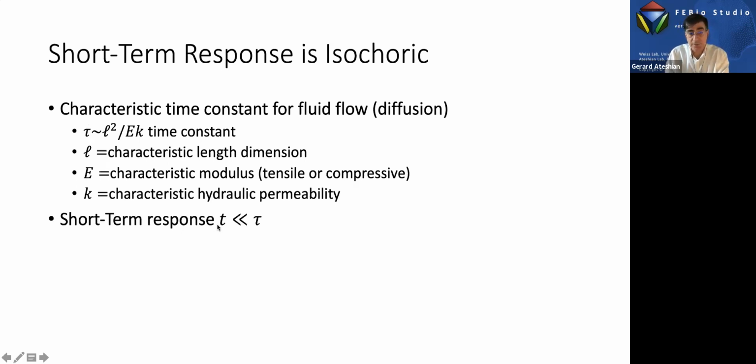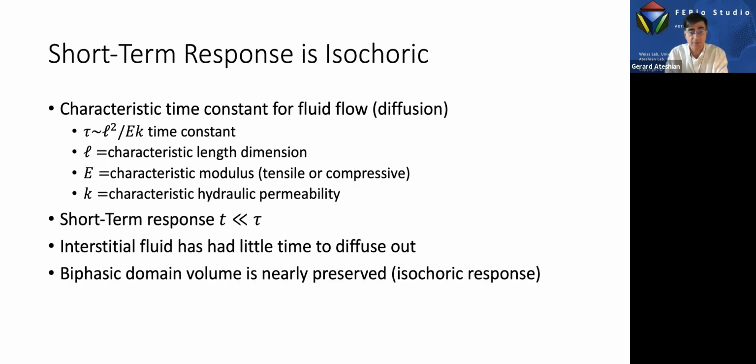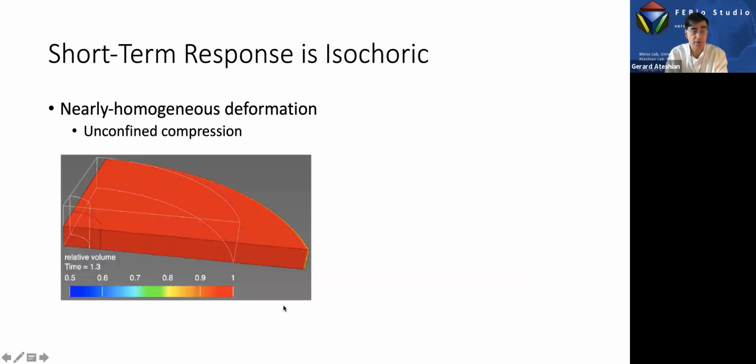And the short-term response is when t is much smaller than tau. So if tau turns out to be 1,000 seconds, then for t much smaller, t would be 1 second or 0.1 second. That means that the interstitial fluid has had very little time to diffuse out, and so the biphasic domain volume is nearly preserved. We call this an isochoric response. It could be that the volume of each element is conserved, but not necessarily, and I want to illustrate this.